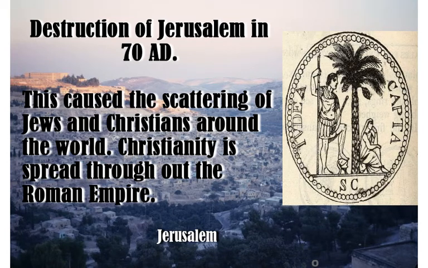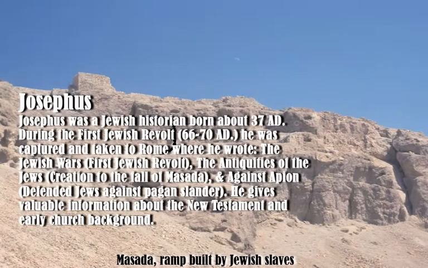Another key, very important, was the destruction of Jerusalem in 70 AD by Titus. This caused the scattering of the Jews and Christians around the world. And as a result of this, Christianity is spread throughout the Roman Empire. There was the first Jewish revolt, and resulted in Vespasian coming, and then he had to go back to Rome to become emperor, and Titus was left to destroy Jerusalem. A key event.